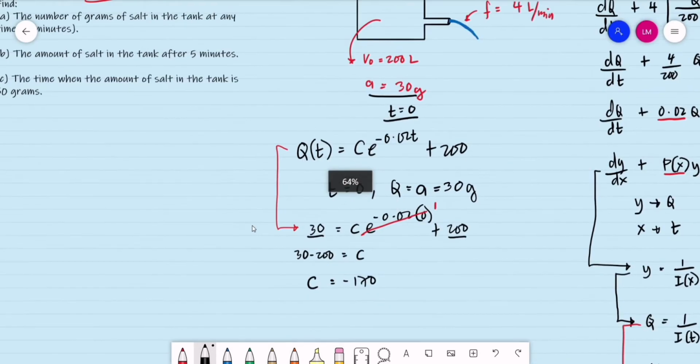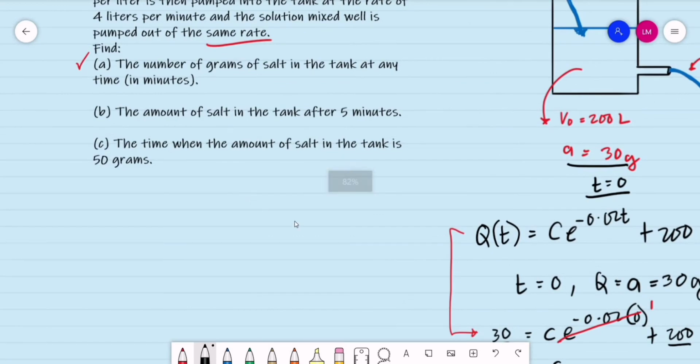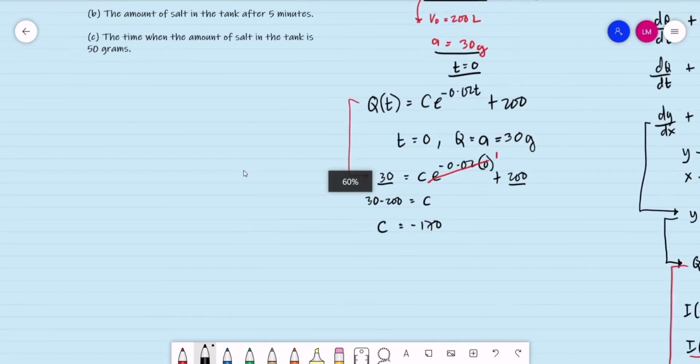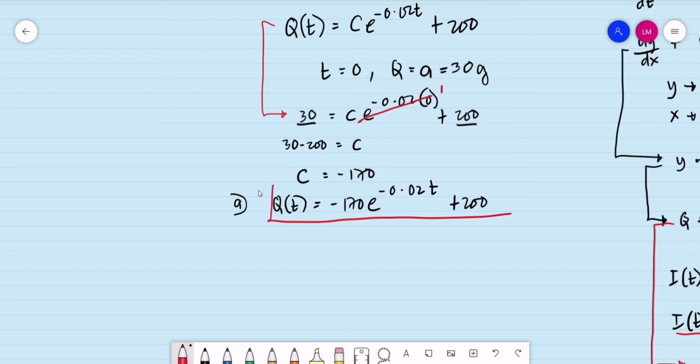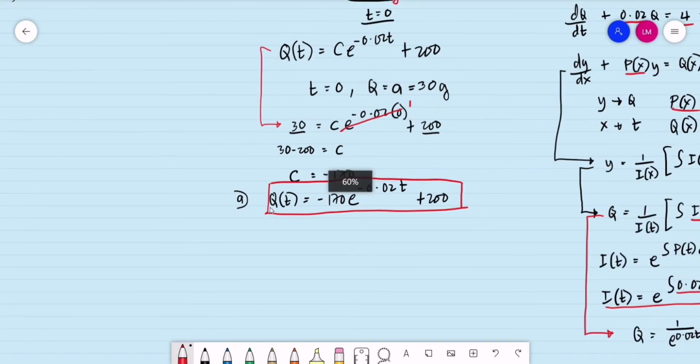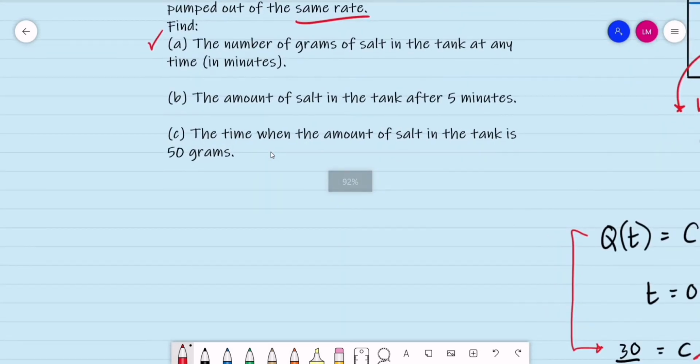Now, if you are to answer the first question, the number of grams of salt in the tank at any time t in minutes, we are looking for the expression. Basically, this is the working equation. Q of t is now equal to, the value of C is negative 170, e raised to negative 0.02 of the time, plus 200. So this will be our working equation, the amount of salt in the tank at any given time t. That will be for letter A.